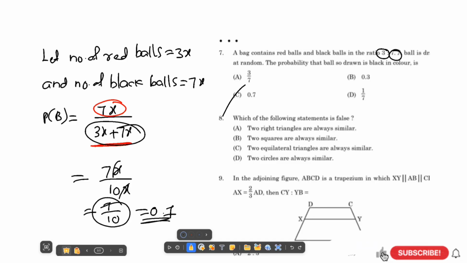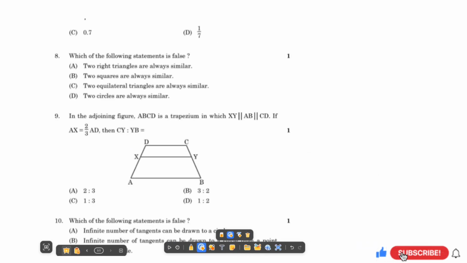Next, eighth question is, so what is the eighth question? Which of the following statements is false? Two right triangles are always similar. So it is false. So they might have different angles or different sizes. So two right triangles are always similar is false.